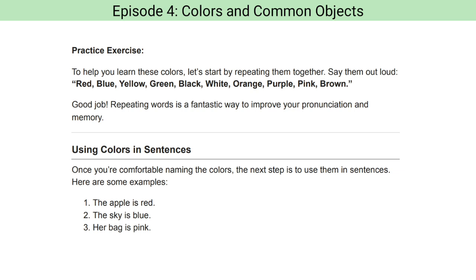Now it's your turn. Pick a color and an object you see around you and make a sentence. For example, if you see a yellow flower, you can say, "The flower is yellow."